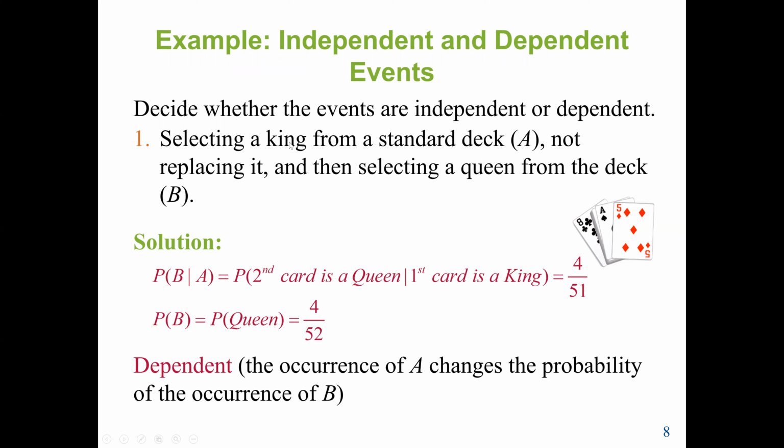because here we say selecting a king from a standard deck is A, not replacing it, and then selecting a queen from the deck is B. So the probability of B given A, which is the probability that the second card is a queen given the first card is a king, is 4 over 51. Now, the probability of B is equal to the probability of a queen, which gives us 4 over 52. So dependent means the occurrence of A changes the probability of occurrence of B. Here we can see there's a change, 4 over 51 or 4 over 52.